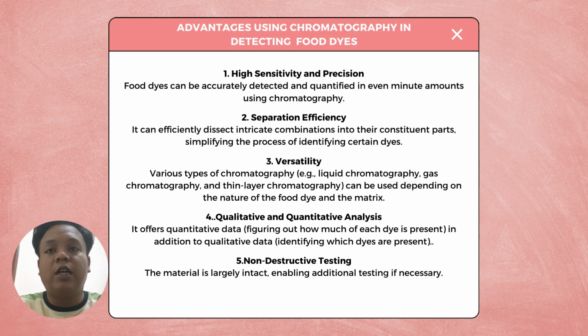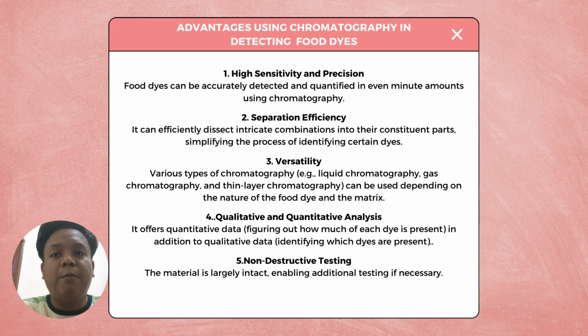I will be talking about the advantages of using chromatography in detecting food dyes. Number one, high sensitivity and precision. That means that food dye can be accurately detected and quantified even in minute amounts using chromatography. Number two, separation efficiency. That means that it can efficiently dissect interrelated combinations into the constituent parts, simplifying the process of identifying certain dyes. And number three, versatility.